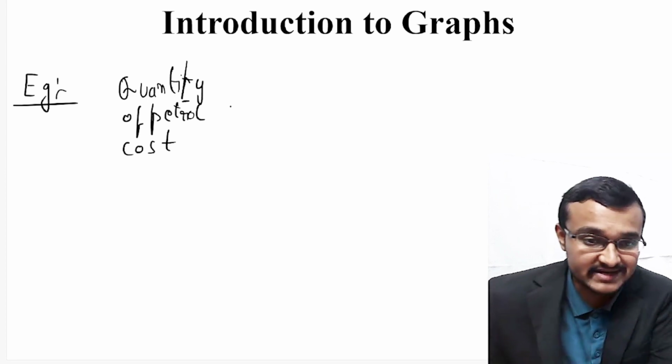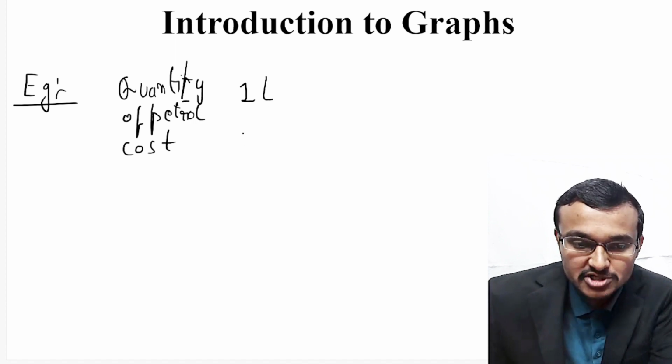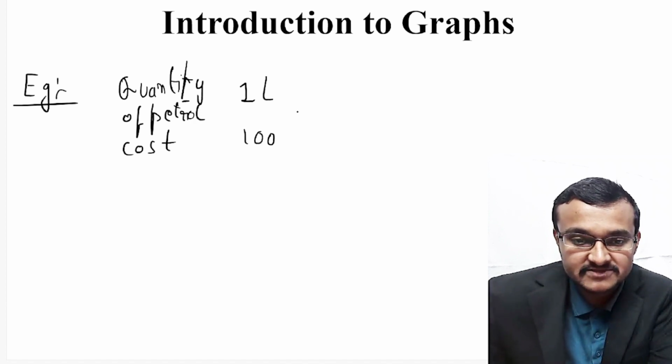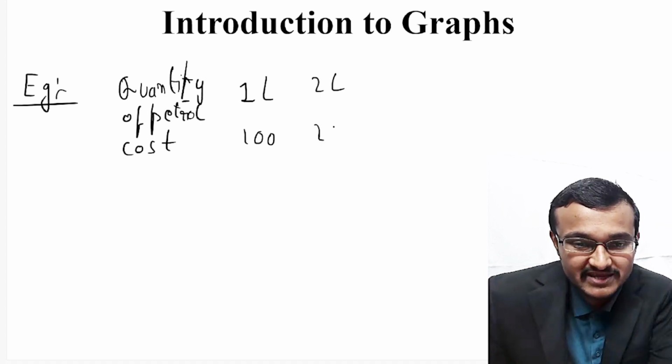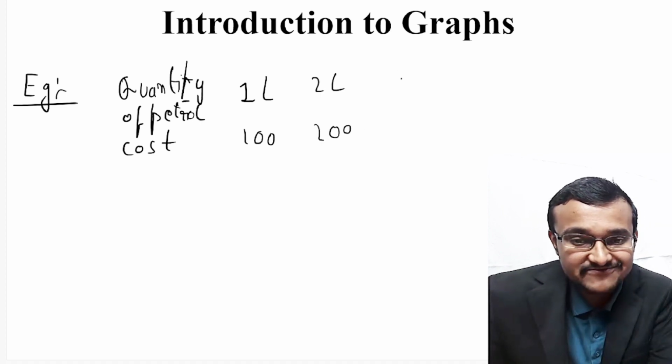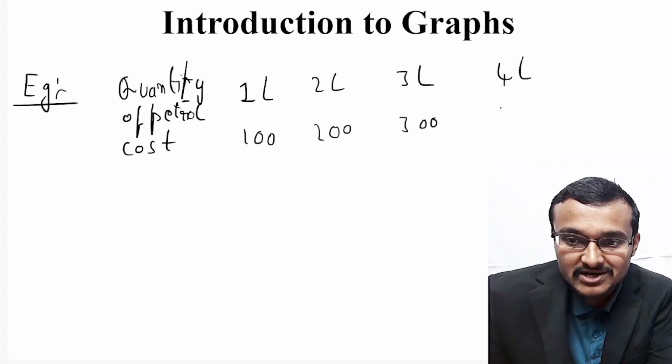So let me give the data values here. If the quantity of petrol is 1 liter, then the cost will be 100 rupees. If the quantity of petrol is increased to 2 liters, then the cost will be 200 rupees. If it is 3 liters, then the cost will be 300 rupees. 4 liters, then it is 400 rupees. 5 liters, then it will be 500 rupees.